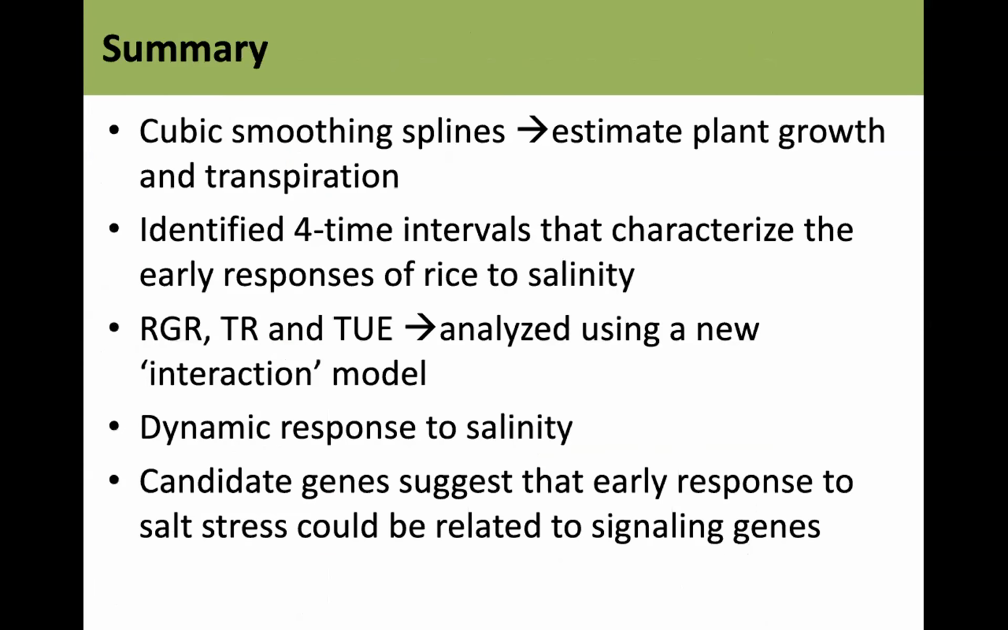And then in summary, we used cubic smoothing splines, and it was the best way to estimate plant growth and transpiration. We identified 4 time intervals that characterize the early response of rice to salinity. The main traits that we analyzed, RGR, which is relative growth rate, transpiration rate, and transpiration use efficiency, were analyzed using a new interaction model. We could see that rice shows a dynamic response to salinity, and the candidate genes suggest that the early response to salt stress could be related to signaling molecules.